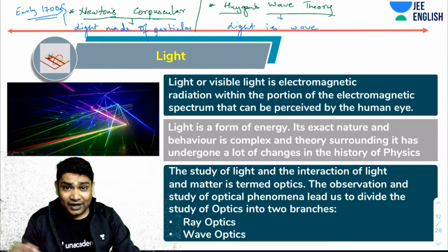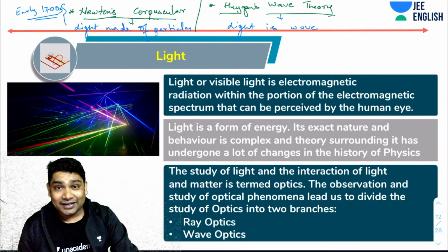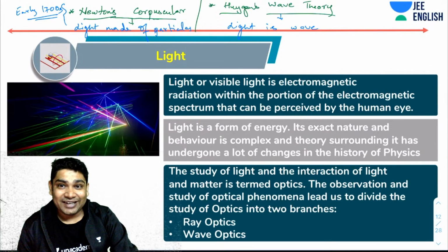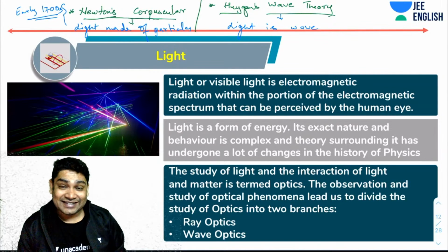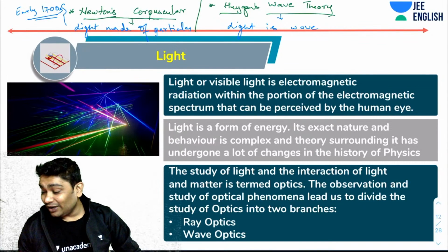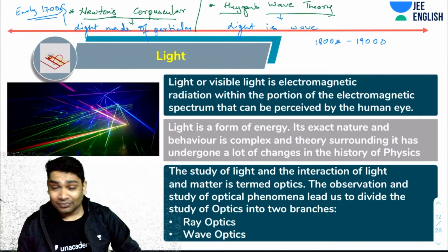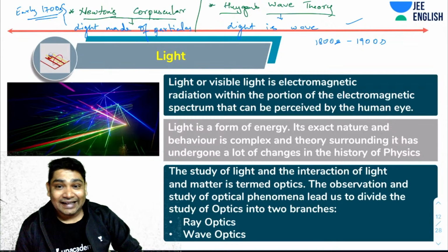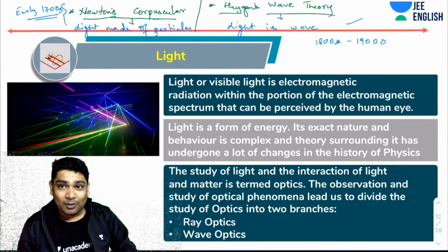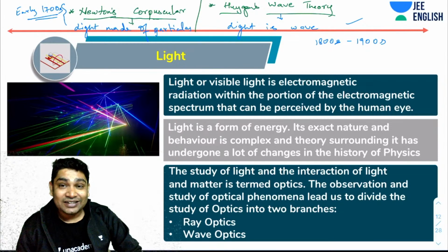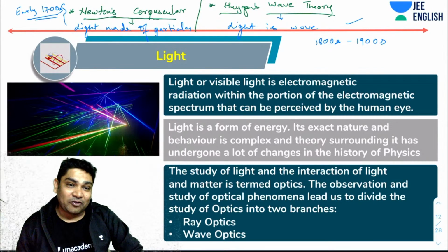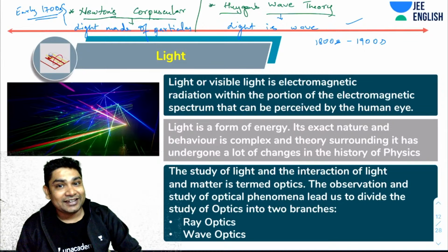For 100 years, people believed this. Then Young performed an experiment where he showed that light, in fact, does exhibit wave nature. So from the 1800s to the 1900s, wave nature was believed. And then, of course, we will talk about all this as we go down. Then finally came the photoelectric effect, and that changed the entire thing. And now we know about the dual nature of light.